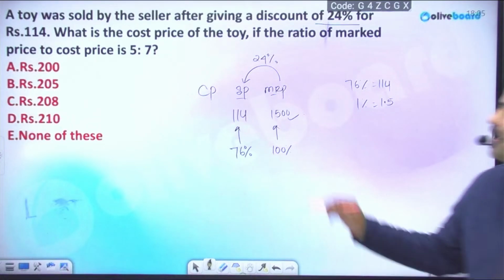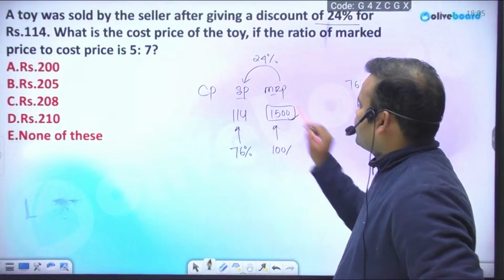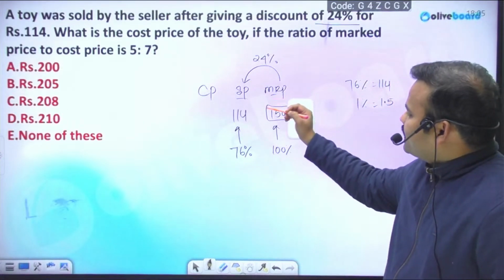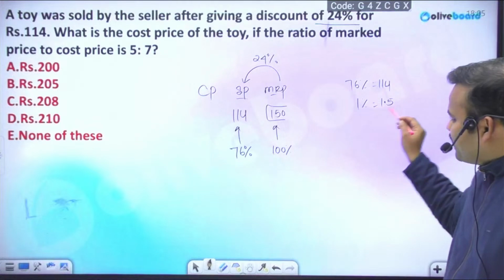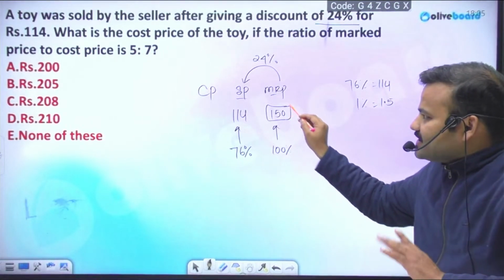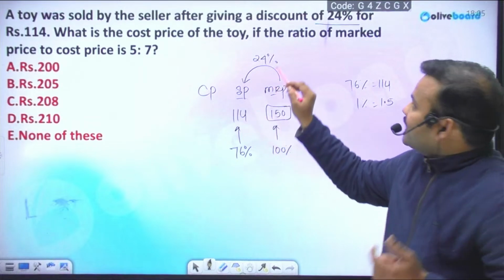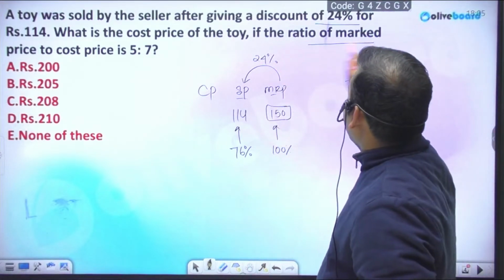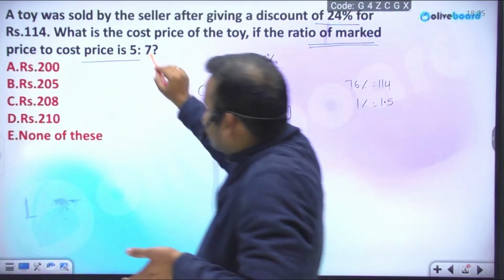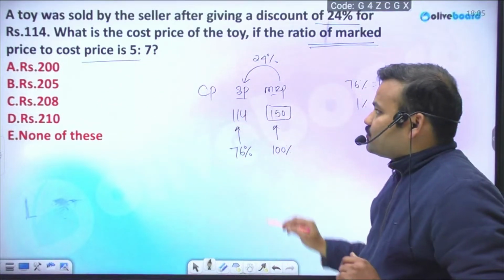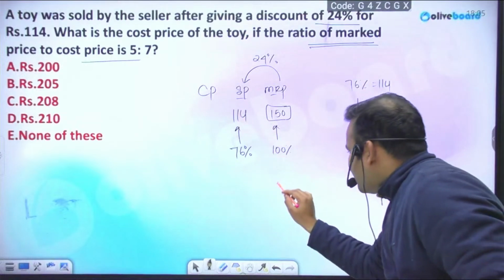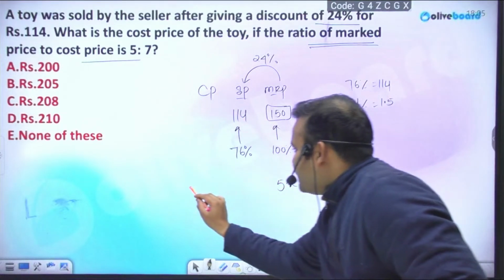So now the MRP of the article is 150. Oh sorry, this is 150. So 1% is 1.5, and 100% will be 150. So this is the MRP of the article. The selling price is 114, and the ratio of marked price to that of the cost price is 5 and 7. That means the cost price is more than the marked price. So this is 5x and this is representing 7x.